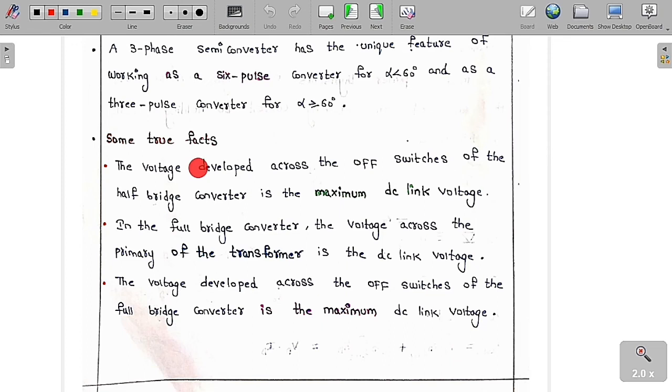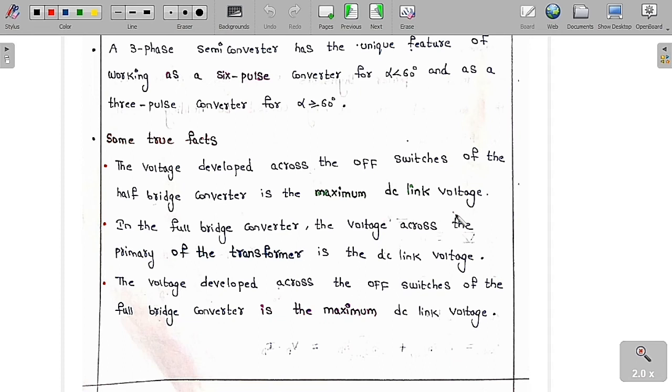Some important facts we are going to discuss now, which is the voltage developed across the off switches. The voltage developed across the off switches of the half-bridge converter is the maximum DC link voltage. A half-bridge converter, simply a semi-converter, has a maximum peak inverse voltage equal to the maximum DC peak value.